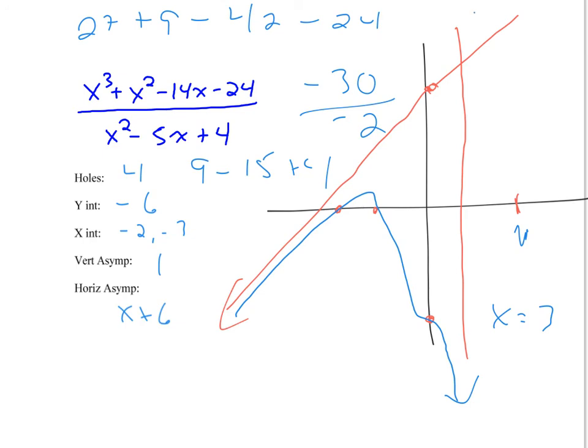So that's going to be way up here somewhere. So I know that this graph is going to go through and hug my asymptotes like that when I have a big hole here at x equals 4.